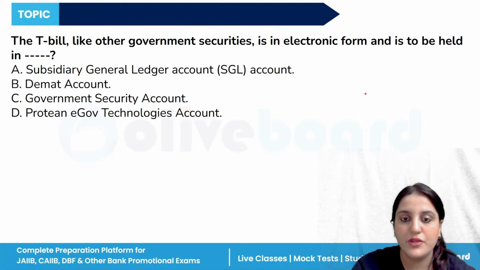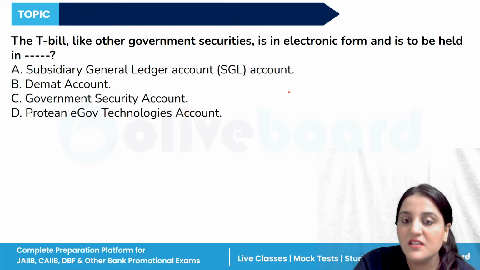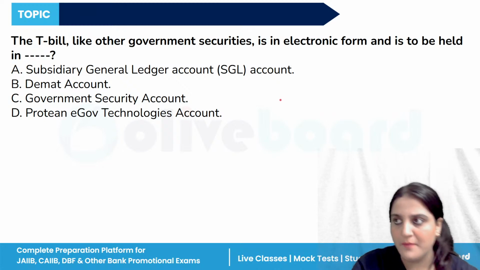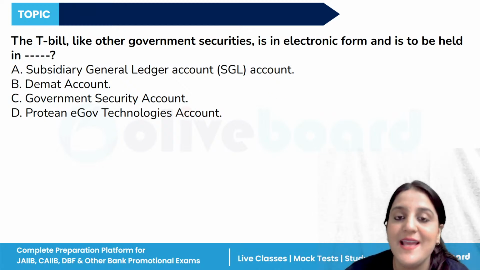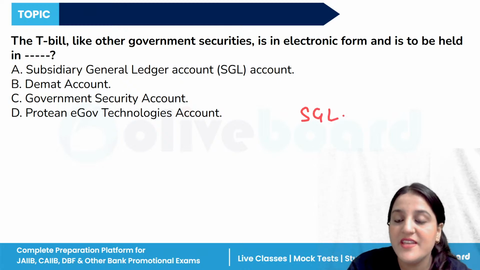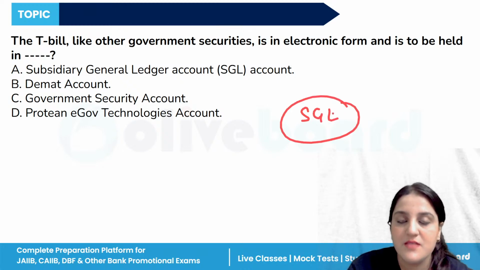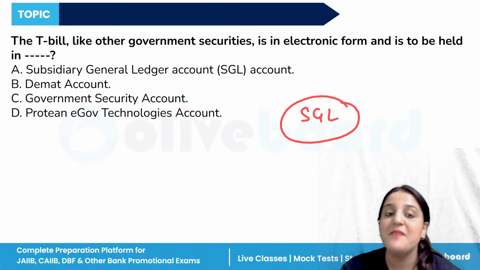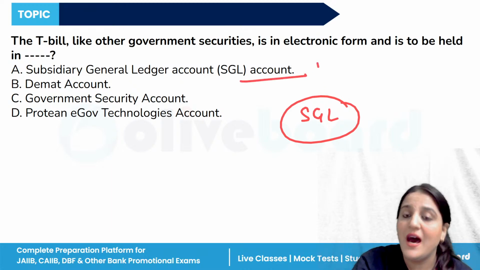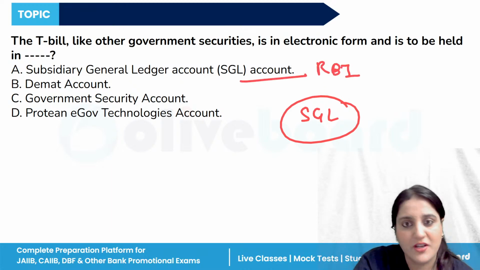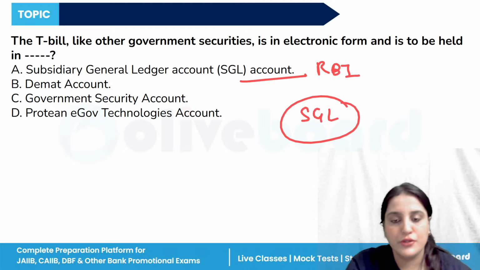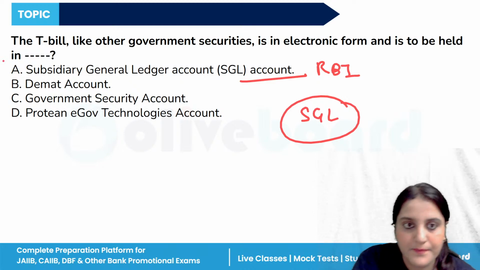If we talk about treasury bills, like other government securities which are issued in electronic form, they are typically held in an SGL account, that is, a subsidiary general ledger account. These accounts are maintained by the RBI. And what is the purpose of maintaining them? For the purpose of holding and settling the government securities. So this is correct here.